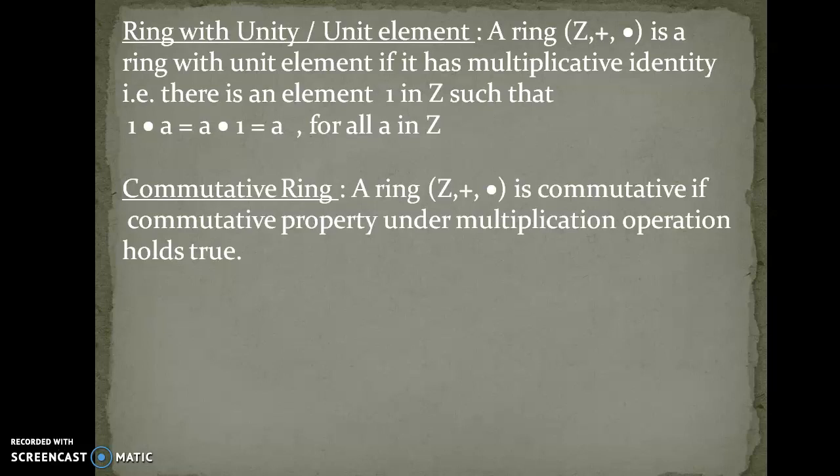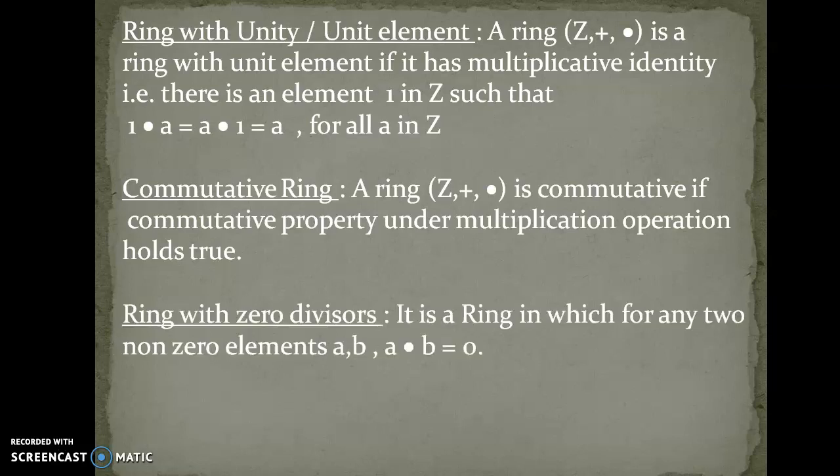Commutativity here is also understood with respect to multiplication. In the case of a ring, Z with the operation addition is already an abelian group, so it has the commutativity property. So whenever we say ring with unit element, it is the unit element with respect to multiplication. When we say commutative ring, the commutativity is with respect to the multiplication.